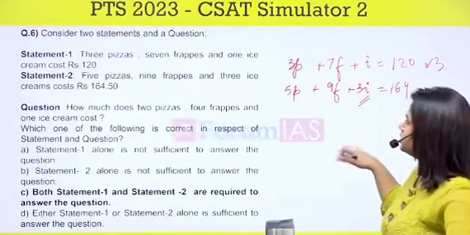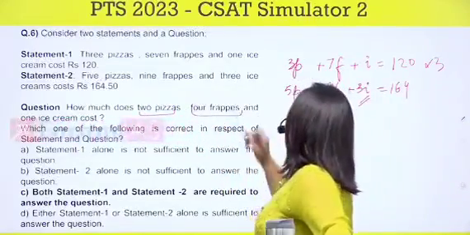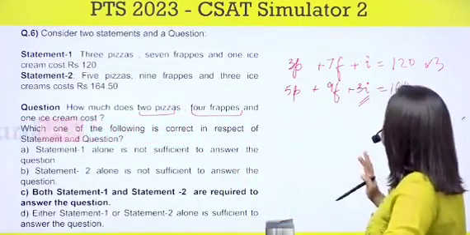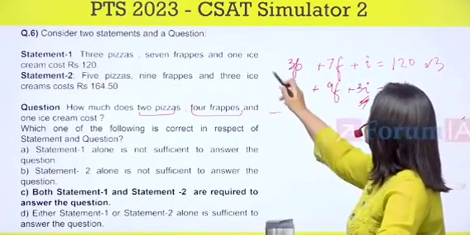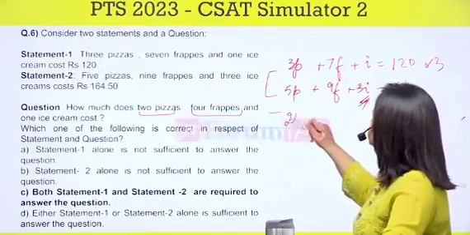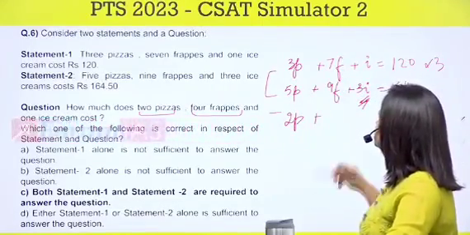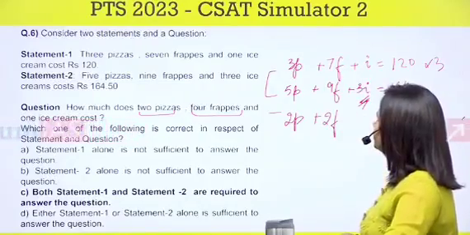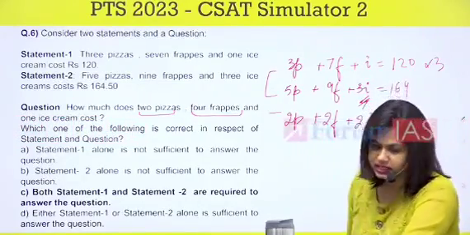And now let's look at one more thing. What are they asking you? How much do 2 pizzas, 4 frappes and 1 ice cream cost? Now, if I just subtract one equation from the other, what will I get? 2 pizzas, right? 9 minus 7 will be how much? 2 frappes, right? And 2 ice creams I can get. This much I can get directly, right?